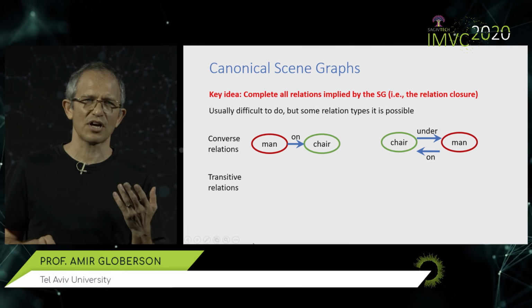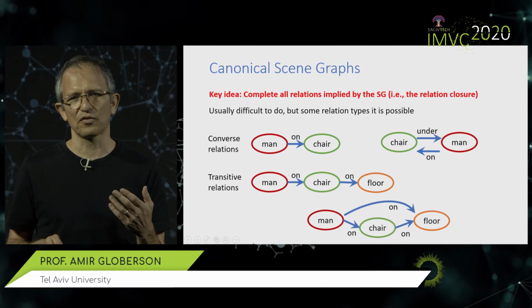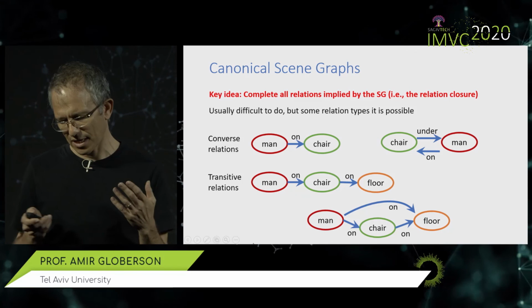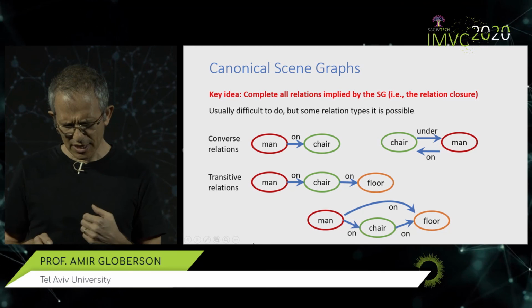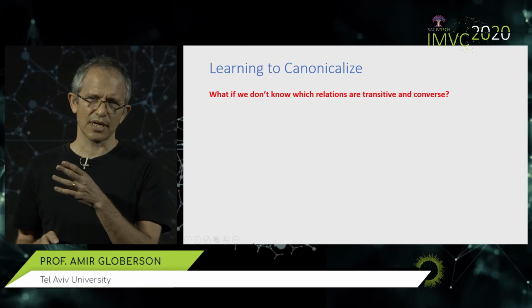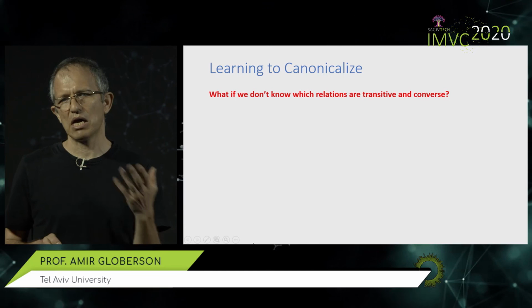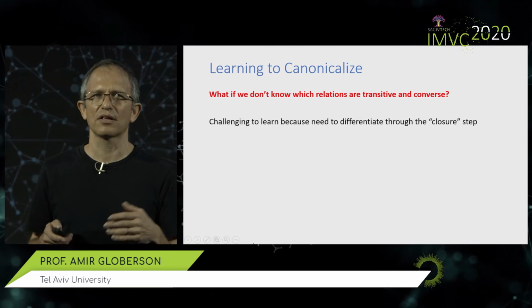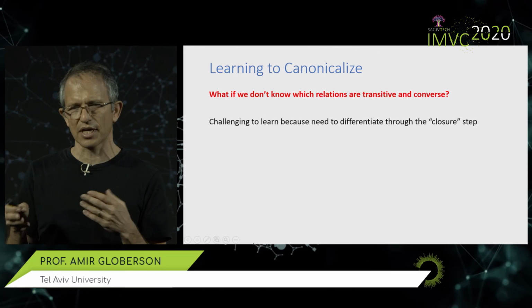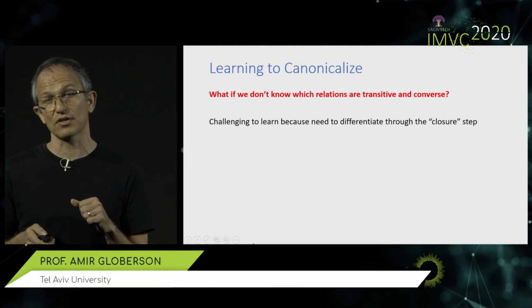Another example is transitive relations. If you have man on chair on floor, then the canonical form would be to complete all the transitive edges. So that's basically our approach to canonicalizing scene graphs: add all edges that have to be true in this semantic state. The problem with what I just said is that it works fine if you know which relations are transitive and which are converse, but in some cases you do not. So there was a challenge to learn which relations are transitive and which are converse. Of course, there's a bigger challenge to understand more extensive forms of relations, how they interact, and what is the correct closure for these. But in this work, we focused on transitive and converse relations.